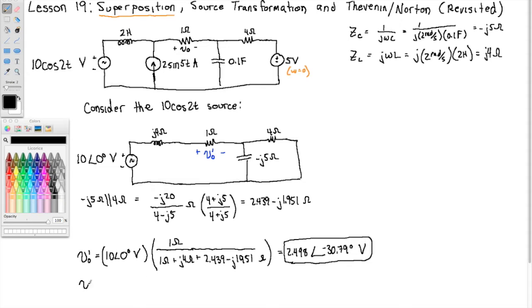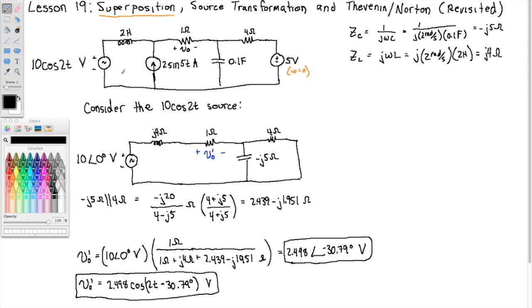Actually, let's write it in the time domain then. V0 prime is 2.498 cosine, because I started with a cosine, the frequency doesn't change, and the phase is minus 30.79 degrees. Okay, we'll put parentheses around that. Volts. So here's what we want. Back in the time domain.